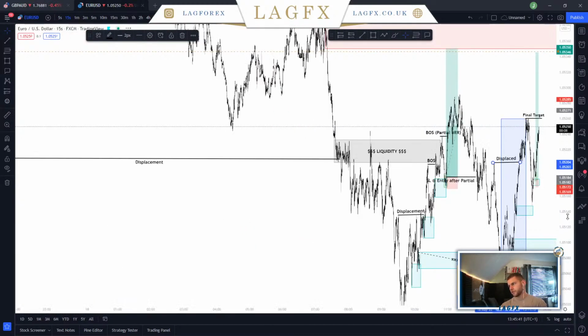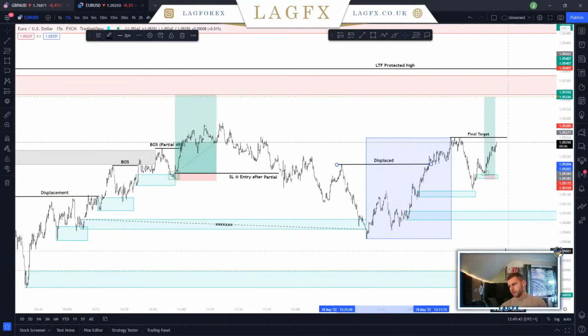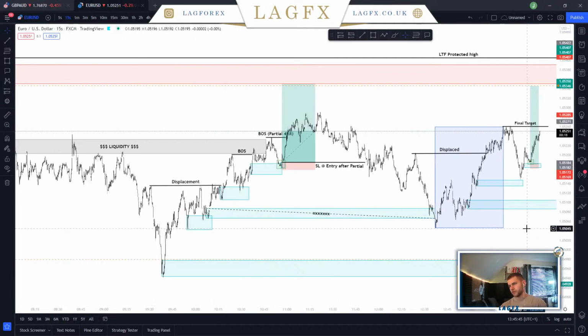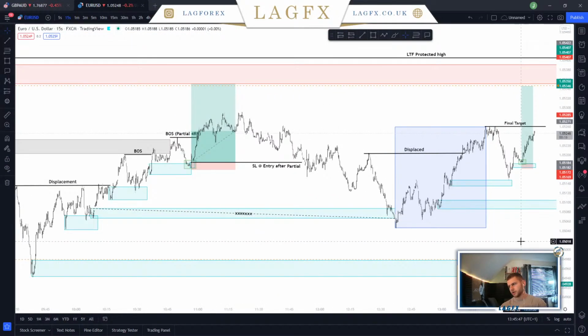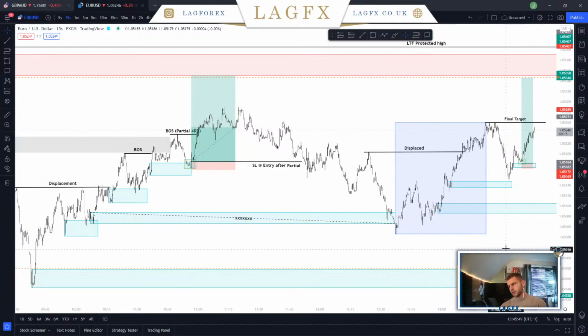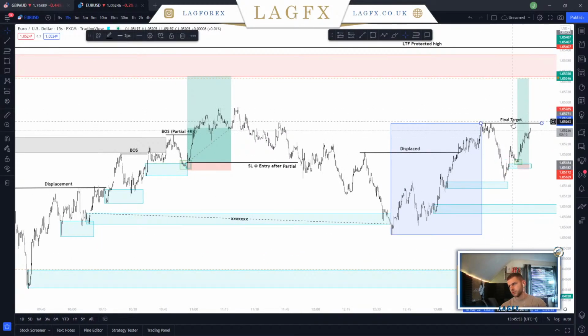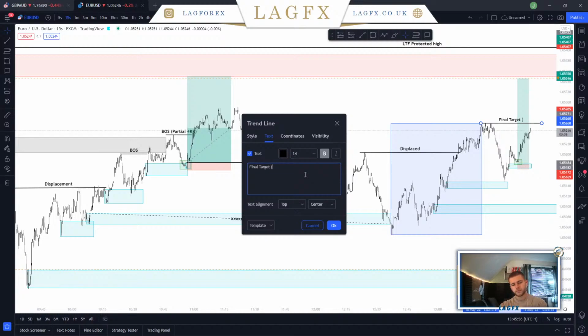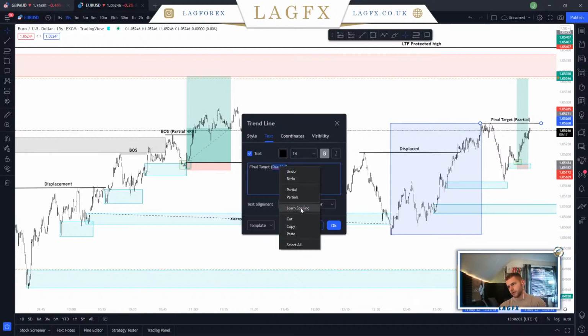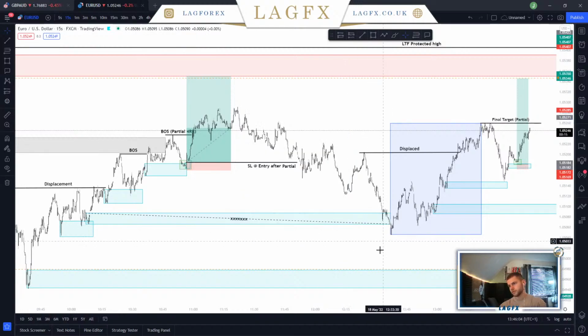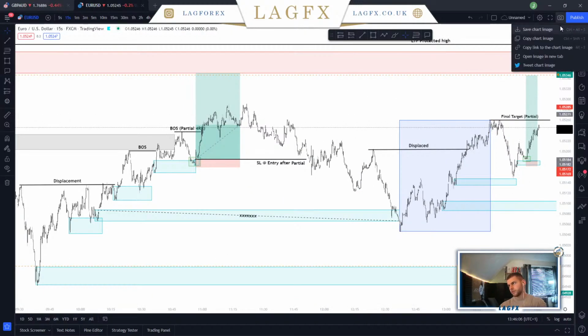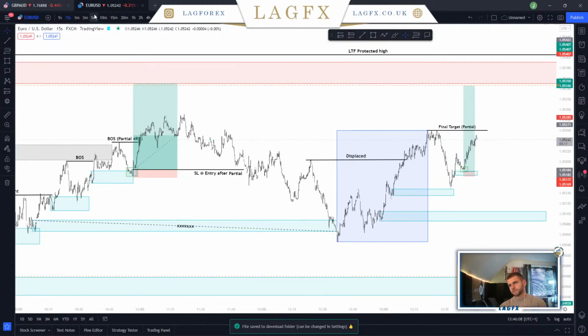What we can do is go to 15-second here and just get a screenshot of this, just to send through into the main chat. Partial, which has been spelled wrong. Great. So again, save chart image.